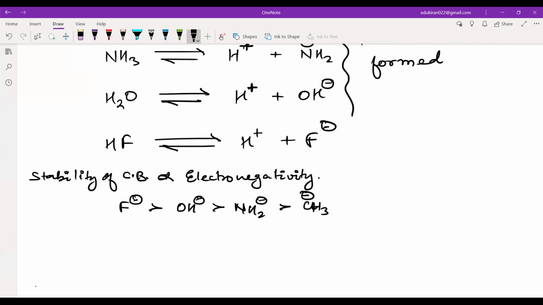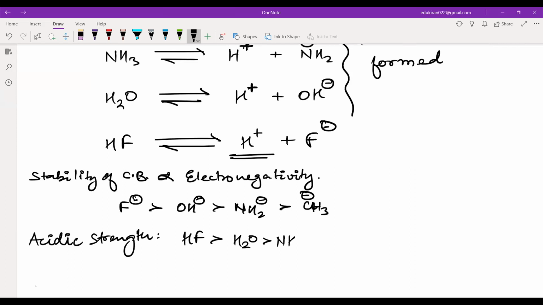If the stability is directly proportional, and F negative is most stable, that means F negative can be formed very easily. And for the formation of F negative, I have to form H positive. I cannot form F negative on its own. So if F negative is easy to form, there will be more and more H plus ions, and hence I can say the acidic strength is HF, followed by H2O, then NH3, followed by CH4. Because we are now comparing the acidic strength, the stability of conjugate base is directly proportional to the acidic strength. So write this down.